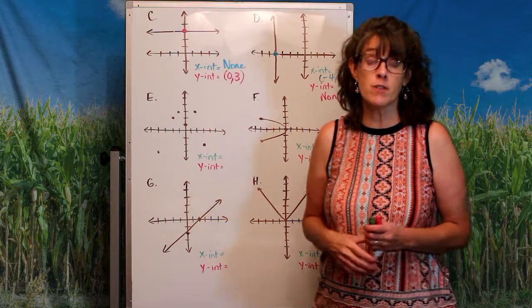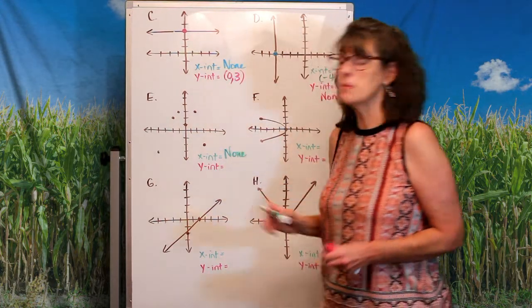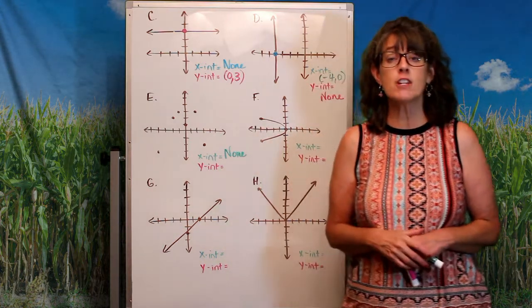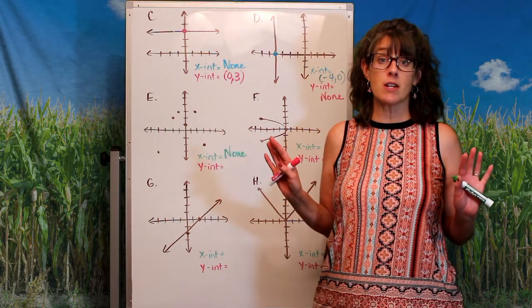No, none of them sit on that axis. So once again, I'm not going to have an x-intercept. It's okay not to have one. Don't freak out about that. Go by that definition. If none of these points meets that definition, none of those points are your x-intercept.